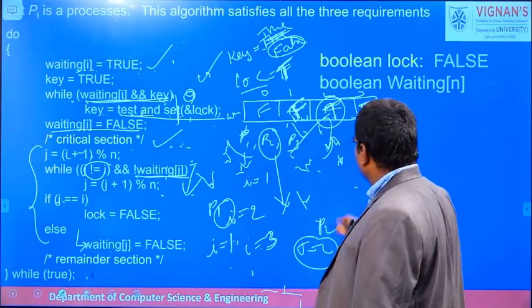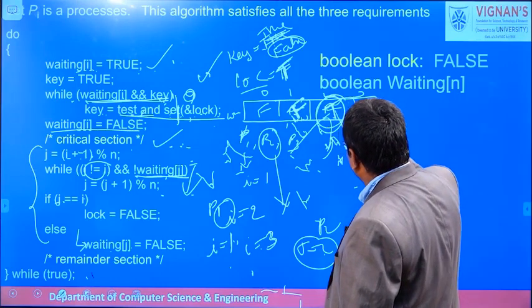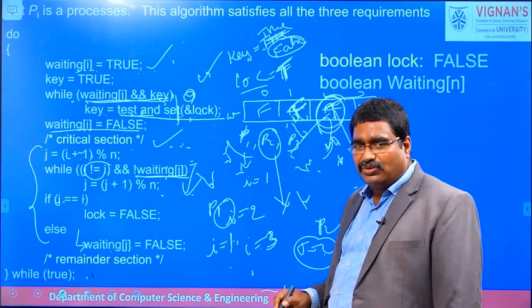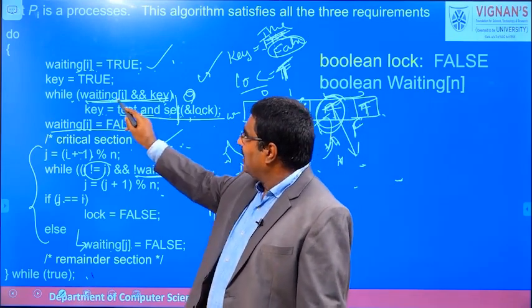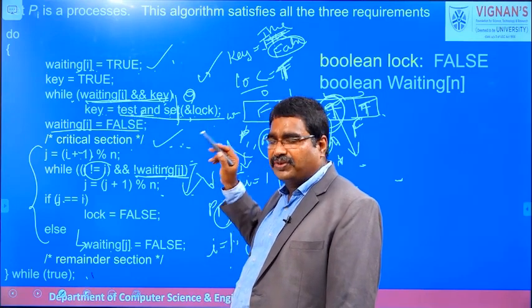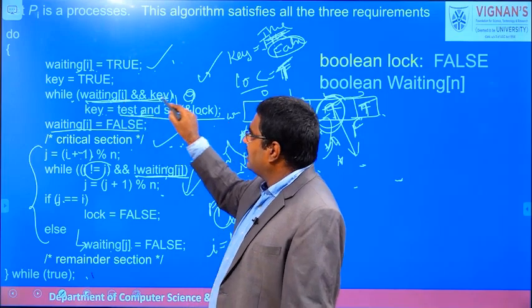What is the value of j? 2. So automatically this true is modified as a false. So what is the advantage if the true is assigned to the false? The P2 process is waiting, that is, waiting[i] from the P2 process point of view. What is the i value? 2. It is waiting for waiting[2] and the key value.